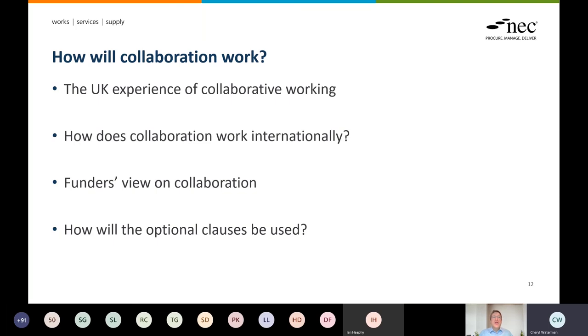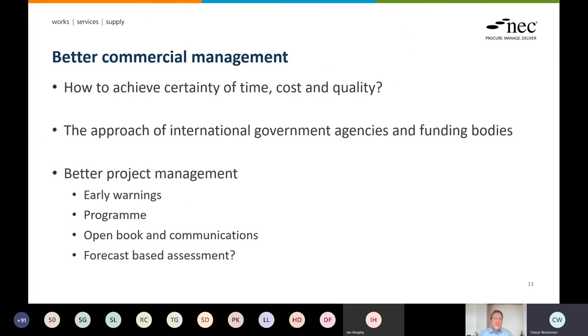And if we move to the next slide, it brings us to what I think it's really all about, isn't it? Better commercial management and what everybody wants, which is certainty on time, cost, and quality. And I think we all know that contracts can help with that, but they won't guarantee the outcome and they're only part of the overall picture. But if NEC can show it is a better place to deliver more certainty, even if it's not complete certainty, it will be in a good position.